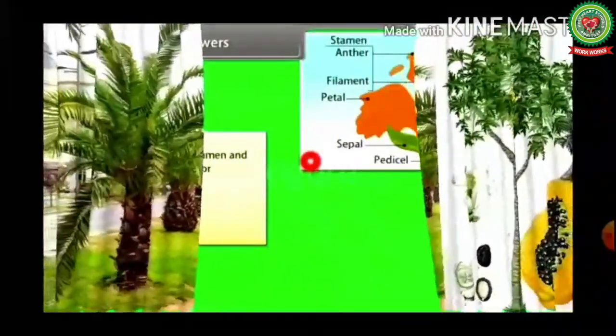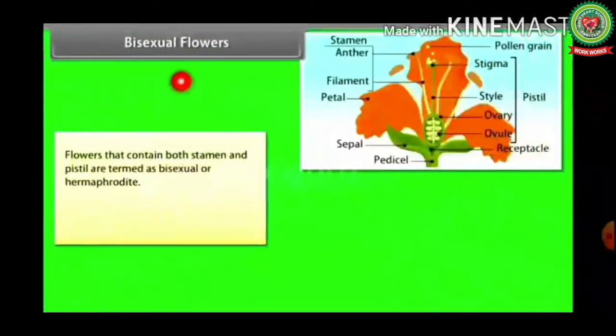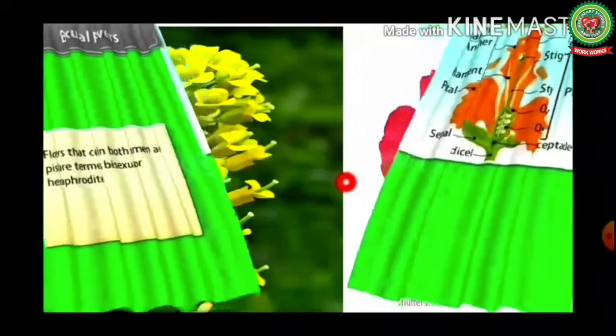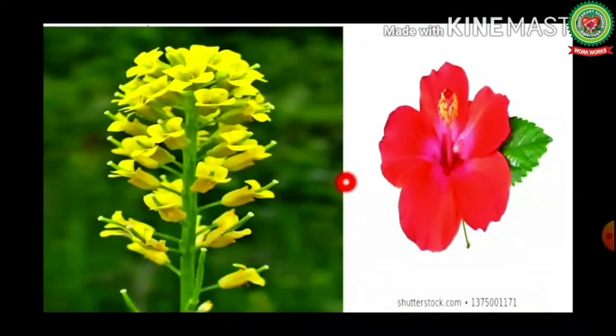Bisexual flower. Bi means two. Sexual means sex organ. Bisexual flower is a flower that contains both stamen and pistil, and they are also called hermaphrodite. An example of bisexual flower is China rose.